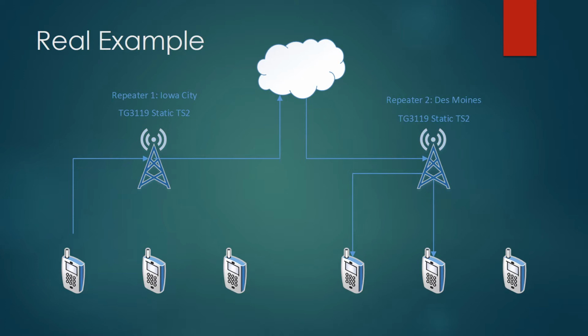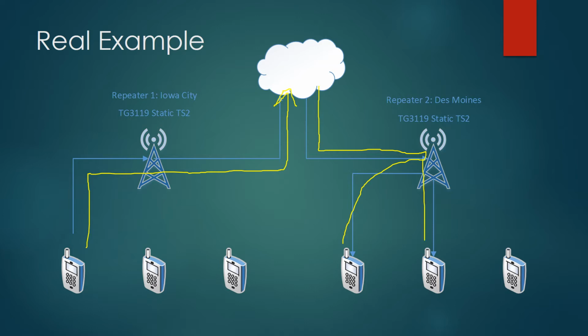So the repeater gets the traffic, and now in our example, let's imagine that there's two radios in Des Moines which are tuned to talk group 3119. So both of those radios are going to begin to get the traffic. And you can see in this example, right? One person in Iowa City is transmitting, it goes through the repeater into Brandmeister, then it comes back out, goes to the repeater, where it then is transmitted into each of the individual radios.